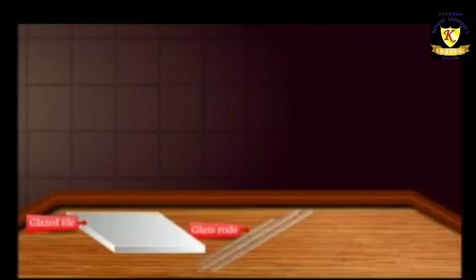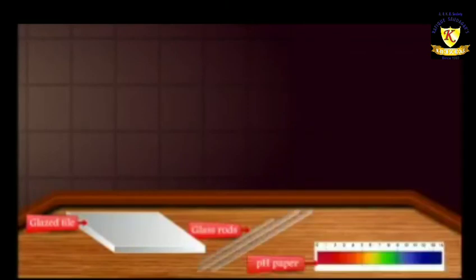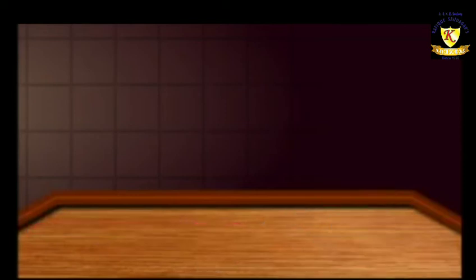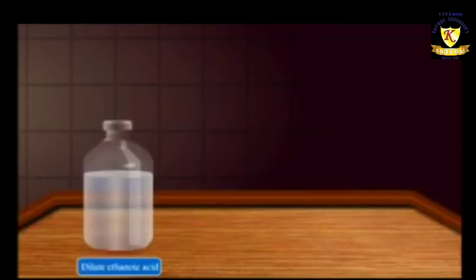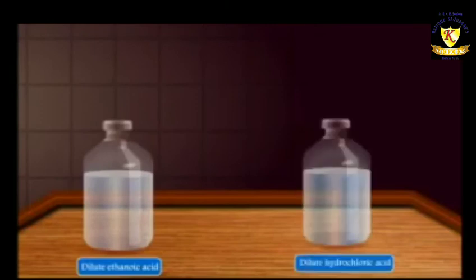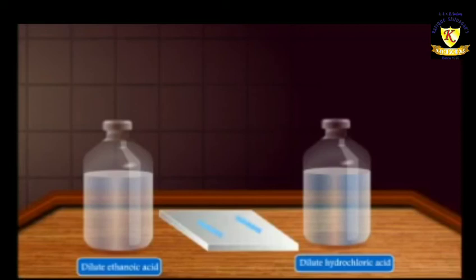Apparatus required here are glazed tile, glass rods, pH paper, blue litmus paper. Chemicals required are dilute ethanoic acid and dilute hydrochloric acid. Procedure: place 2 strips of blue litmus paper on a glazed tile.